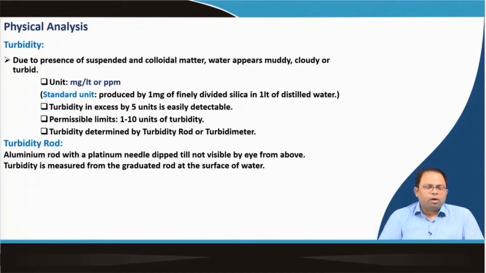Now, this turbidity rod is basically an aluminum rod, and it has a platinum needle fitted in front of it. When we dip this rod into the water, at a certain level you will see that the needle is not visible to the eye. The aluminum rod is graduated, and the reading of the graduated rod at the water level is the value of turbidity of that particular sample. So, this is how we can determine turbidity using a turbidity rod.